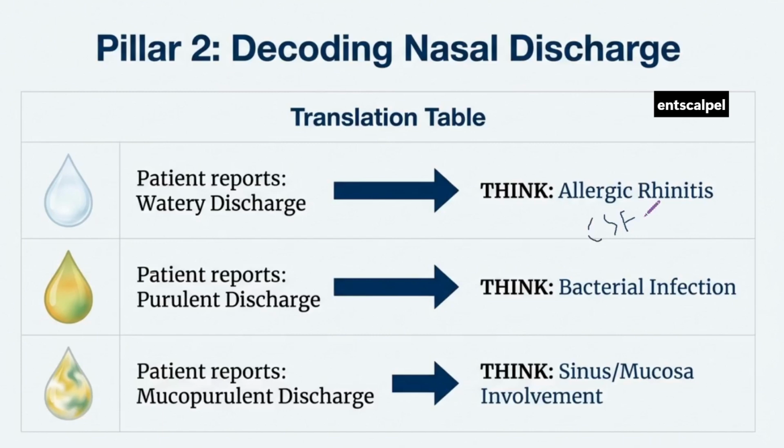Sometimes, after a head trauma, or even spontaneously, a tiny hole can open in the bone between the brain and the nasal cavity, and the brain fluid leaks out. To an untrained eye, it looks exactly like a runny nose from an allergy. But if you miss that diagnosis, the patient can get meningitis. That's terrifying. So watery is usually just allergies, but in rare cases, it's a whole breach in the skull.